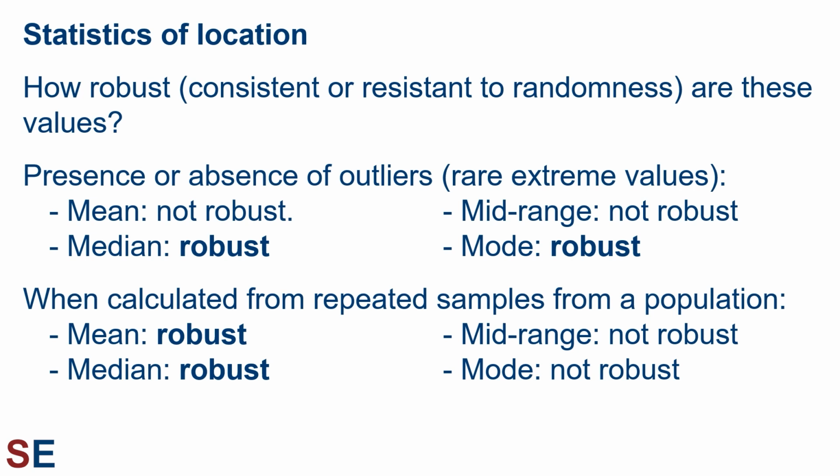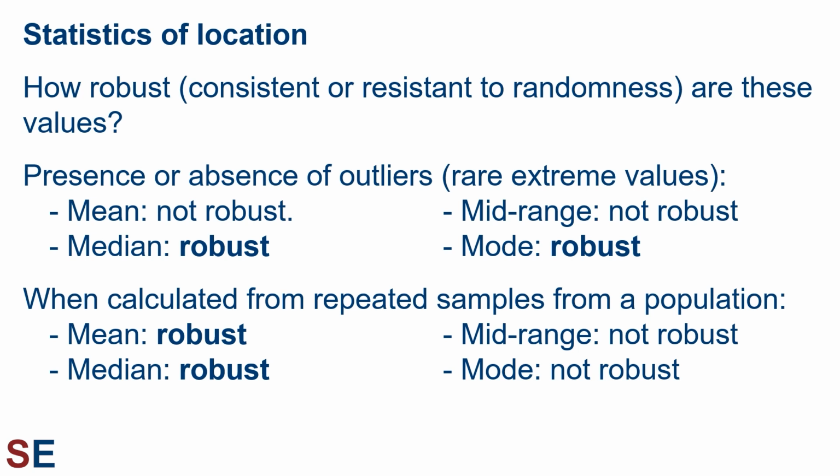An important thing to think about when we think about statistics is what the properties of those statistics are. And a major property is how robust, that is consistent or resistant to the effects of randomness, are the values that we're calculating. So one way to think about this is what happens to the statistic in the presence or absence of outliers, which are rare extreme values like we saw in the previous slide. The mean, as we saw, is not robust.